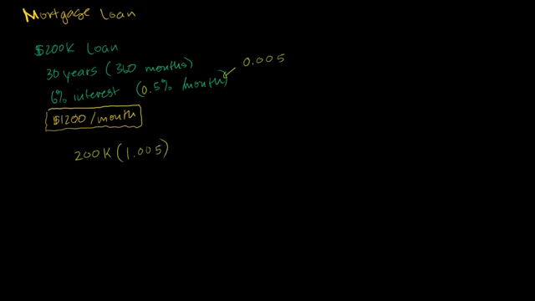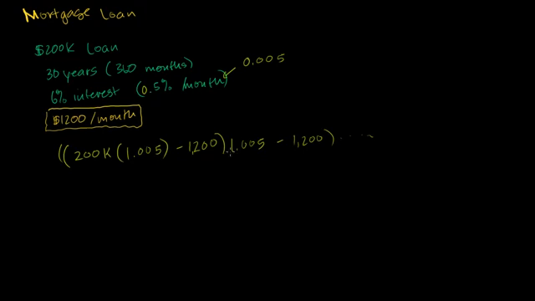So 1.005. Then you're going to pay the $1,200. So it's going to be minus 1,200, or maybe I should write 1.2k. But I'm really just showing you the idea. And then for the next month, whatever is left over is going to be compounded again by the 0.005. And then the next month, you're going to come back and pay this $1,200 again. Minus $1,200. And this is going to happen 360 times. So you're going to keep doing this.